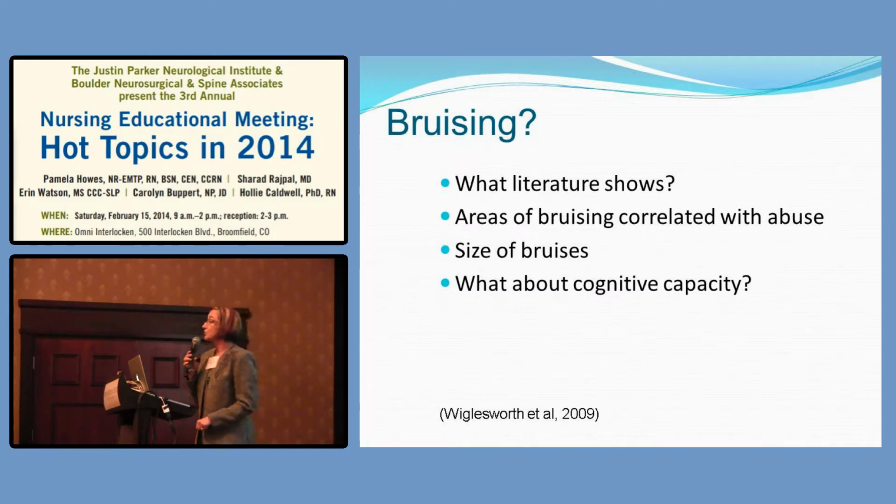Here's what we know about bruising as it relates to elder abuse. Physiologically, we know that older adults are more likely to bruise. We have thinner skin, less subcutaneous fat.